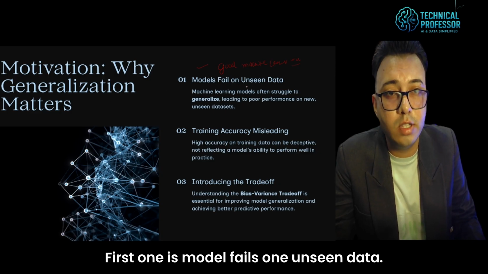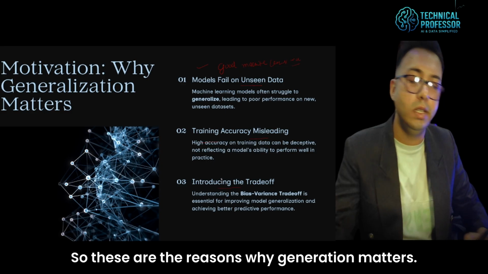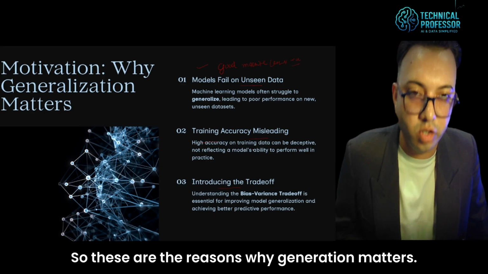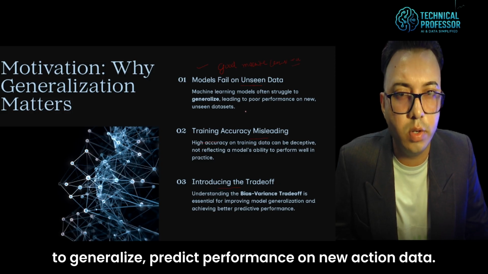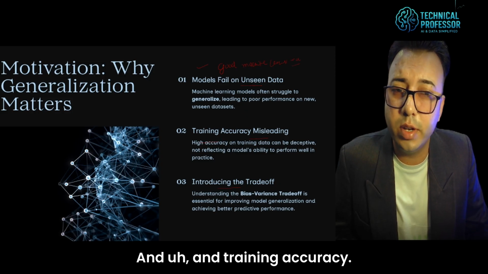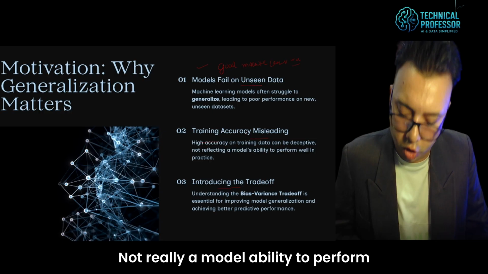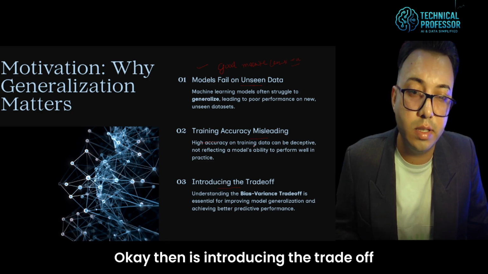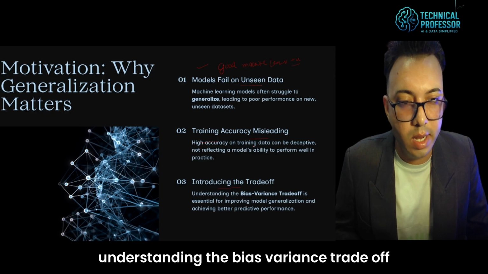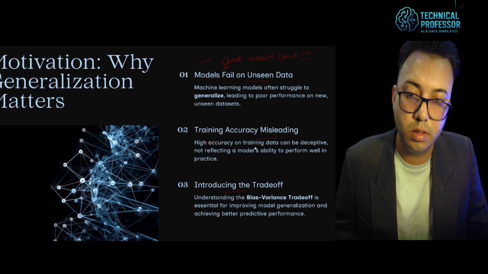First, models fail on unseen data. Second, training accuracy is misleading. Third, it introduces the trade-off. These are the reasons why generalization matters. Machine learning models often struggle to generalize, leading to poor performance on new, unseen data. Training accuracy is misleading, meaning high accuracy on training data can be deceptive, not reflecting a model's ability to perform well in practice. Understanding the bias-variance trade-off is essential for improving models and achieving better predictive performance.